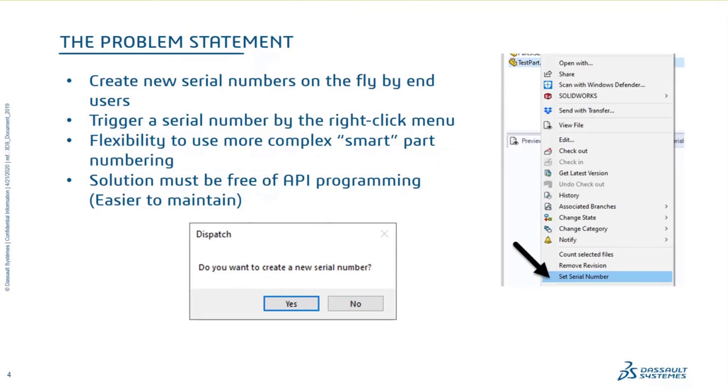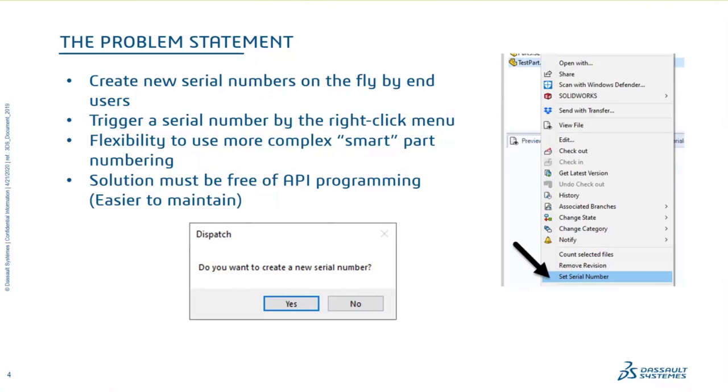With the regular SOLIDWORKS PDM serial number functionality, you can only add a new serial number by creating one in the administration tool, which isn't very user-friendly. If you create a lot of new serial numbers on the fly, then you want it to be able to just detect if it exists, and if it does, go to the next one. If it doesn't, then create it. And that's what this solution is going to do.